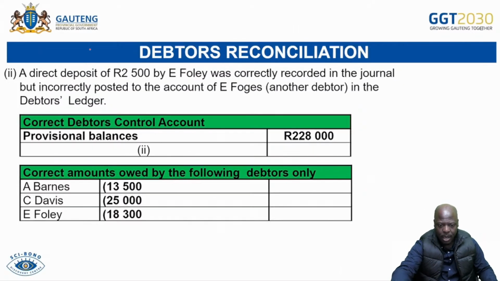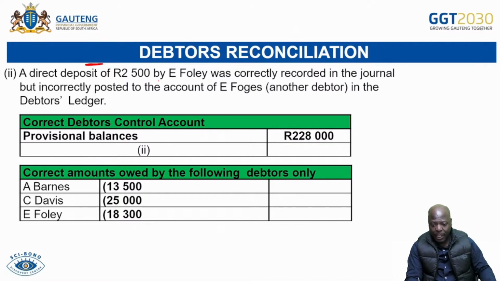Let's do that together. Number 2. A direct deposit means a debtor has paid, so it is a minus. The sign for a direct deposit is a minus. A direct deposit of 2,500 by E-Folly was correctly recorded in the journal, but incorrectly posted to the account of E-Fogs, another debtor in the debtors ledger. If it's recorded correctly in the journal, that means my control is okay. So I come to my control, and the effect is 0.